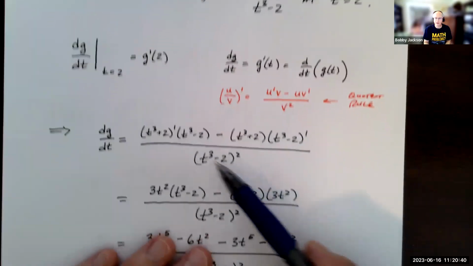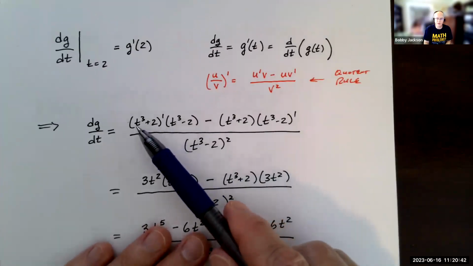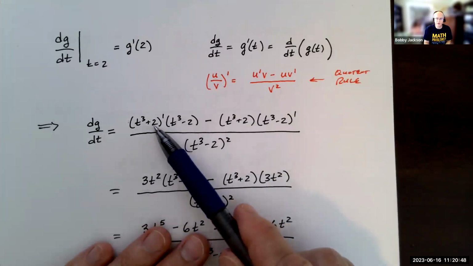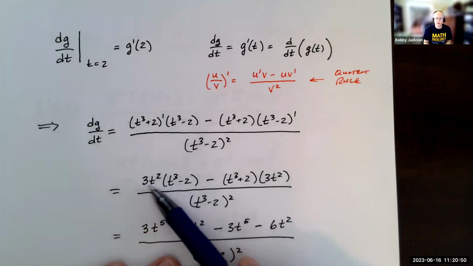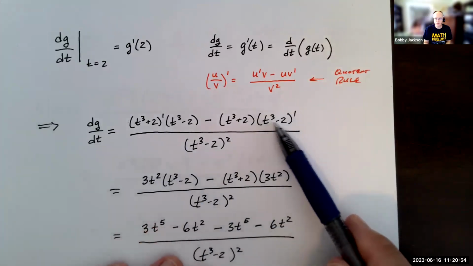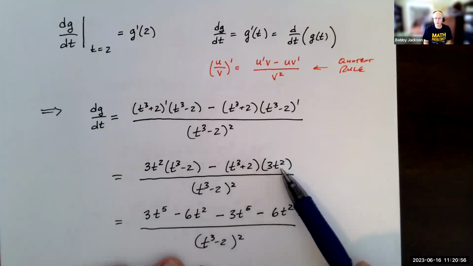Okay, so let's do the calculus part in terms of the derivative here. t cubed plus 2, what's the derivative? Derivative of t cubed by the power rule is 3t squared. Derivative of 2, a constant, is 0. So that's just 3t squared. By the same argument, the derivative of t cubed minus 2 is also 3t squared.